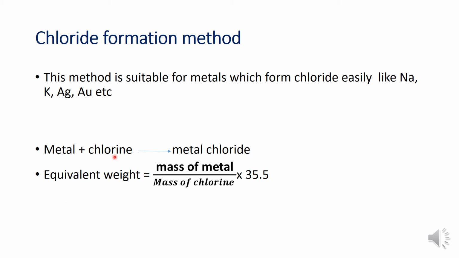So metal plus chlorine gives metal chloride. So how will you find the equivalent weight here? Mass of metal by mass of chlorine into 35.5. So you understood, when oxygen is involved, what is the formula? Mass of metal by mass of oxygen into 8. When oxygen is involved, you will take mass of metal by mass of oxygen into 8. Okay, so this is the formula for equivalent mass.